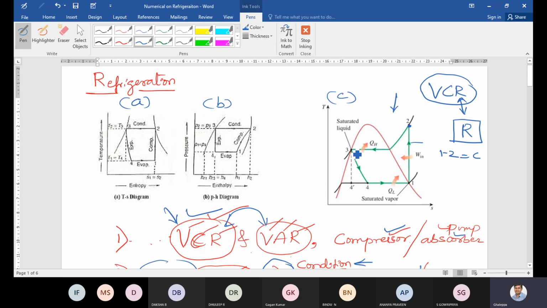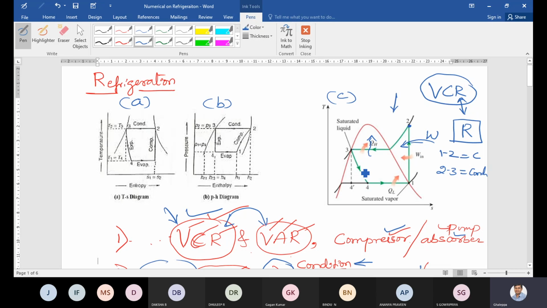2 to 3 is important. 2 to 3 is the condenser process. In the condenser, heat is rejected outside from the cycle to the surrounding. And in the 1 to 2 compressor, work is done on the system. So most of the time in the question paper, they will ask what is the work supplied to the compressor. So it is also important data.